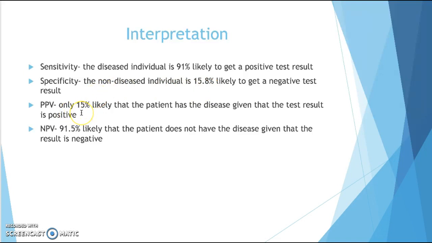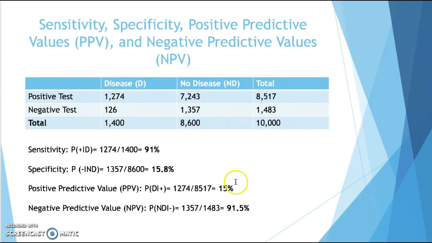The positive predictive value, we can see that 8,517 people tested positive for the disease, and out of those people, 1,274 people actually developed the disease. The PPV is 15%. In other words, it's 15% likely that the patient has the disease given that the test result is positive.